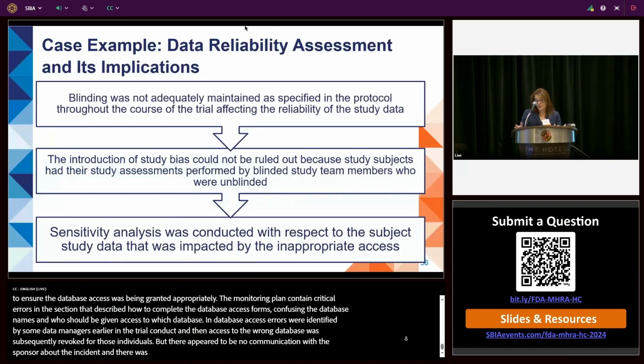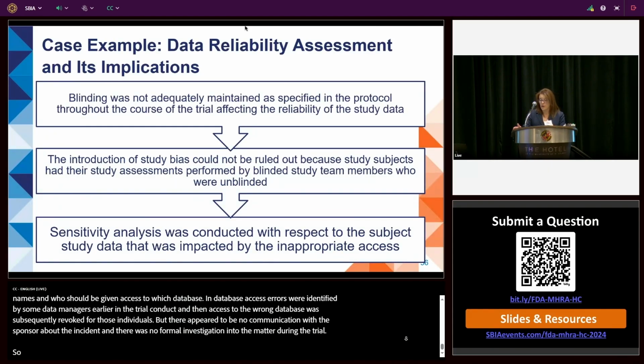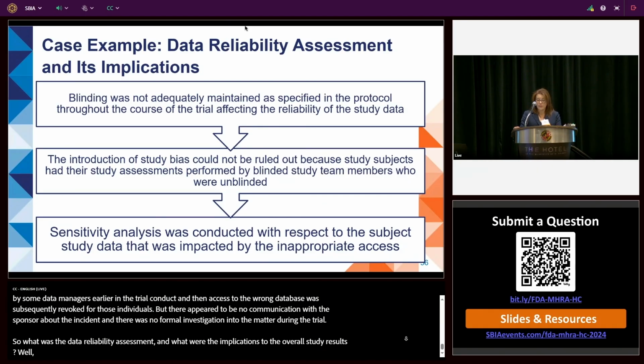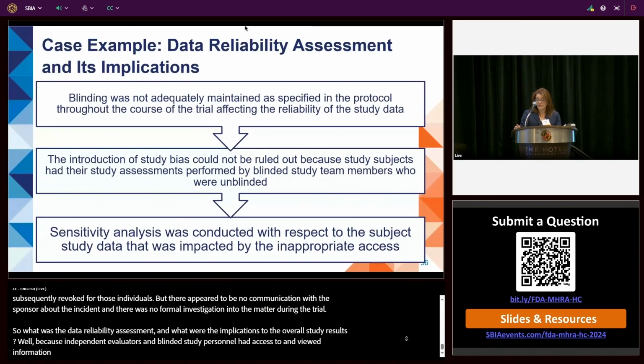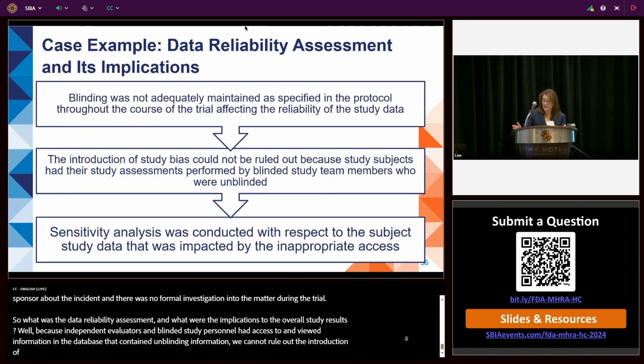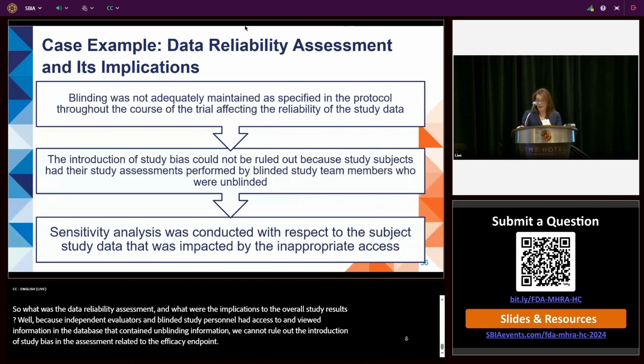So what was the data reliability assessment, and what were the implications to the overall study results? Well, because independent evaluators and blinded study personnel had access to and viewed information in the database that contained unblinding information, we could not rule out the introduction of study bias in the assessments related to the efficacy endpoint. So a sensitivity analysis was conducted, excluding subject data that was impacted by the inappropriate access.